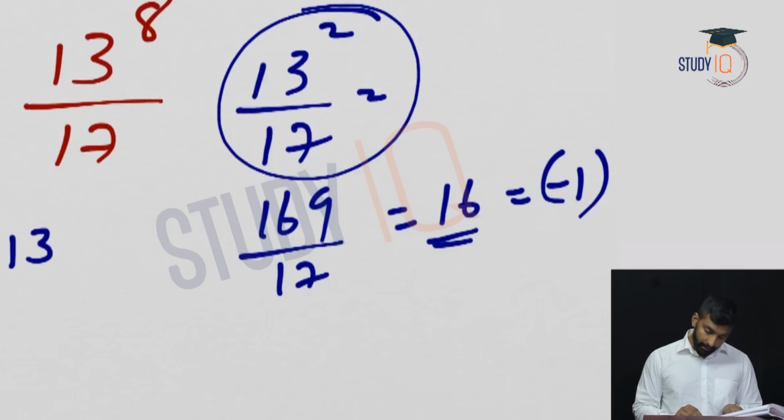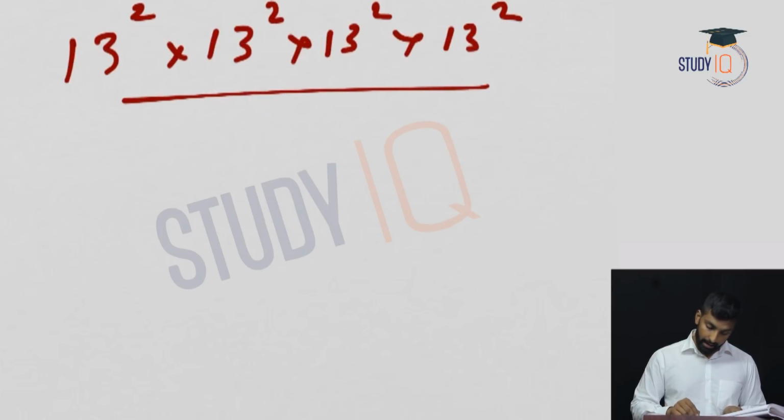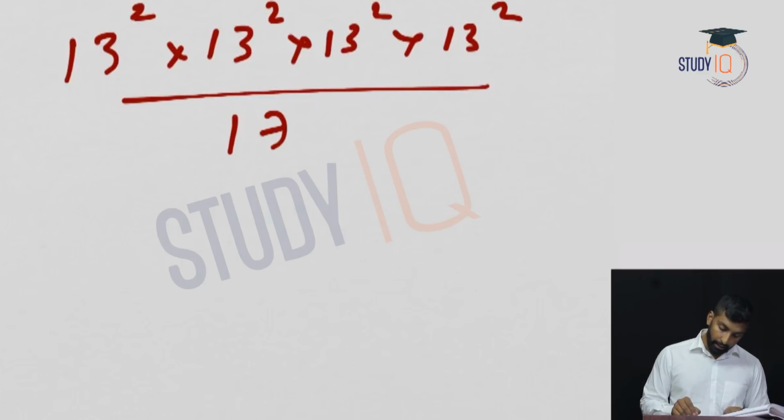So I'll write it as 13 square raised to 4 divided by 17. Or 13 square is therefore 4 times divided by the denominator, right? It should be like this. It can be a revision of your basic remainder theorem also, right? That's why I'm explaining in this way. 13 square into 13 square into 13 square into 13 square, divided by 17. Now you need to do it individually, right?